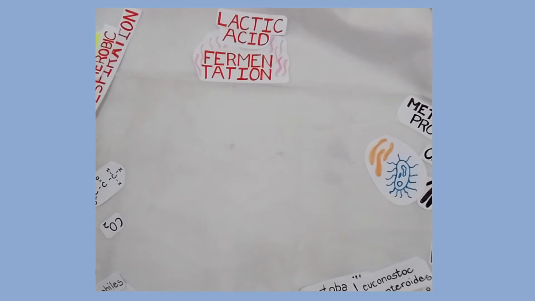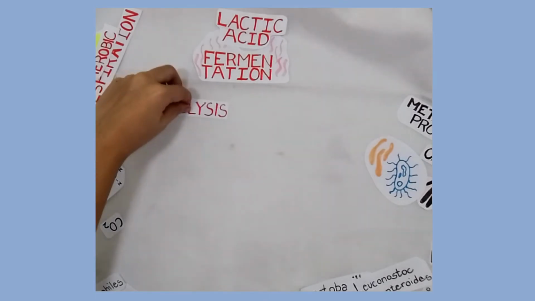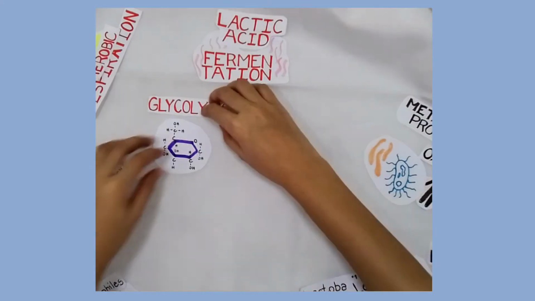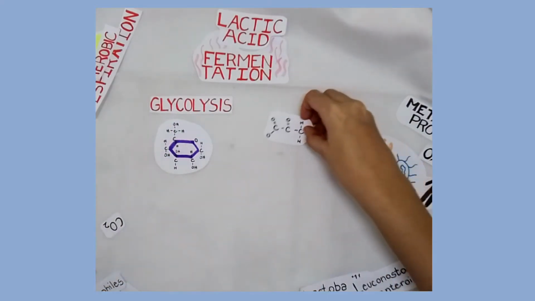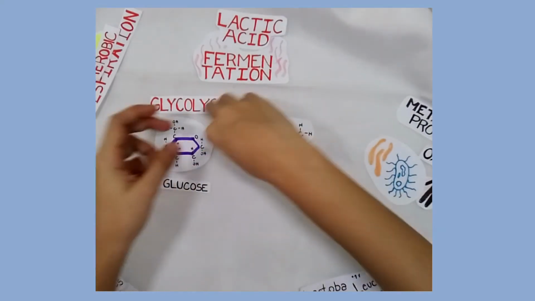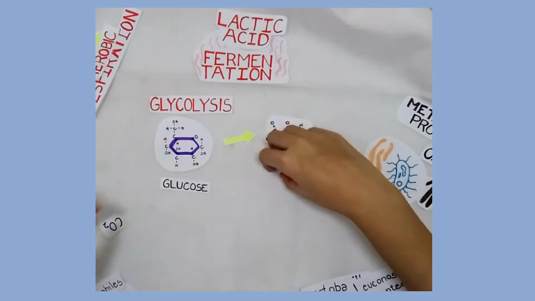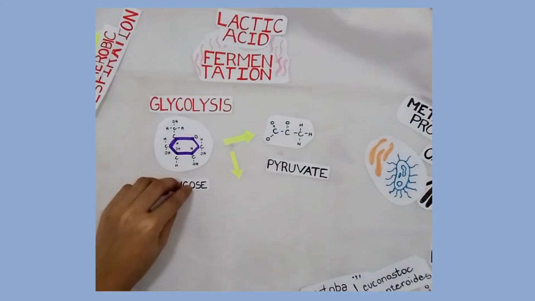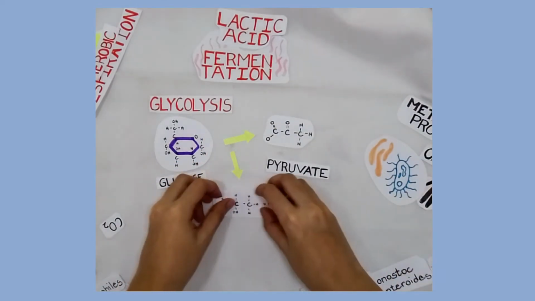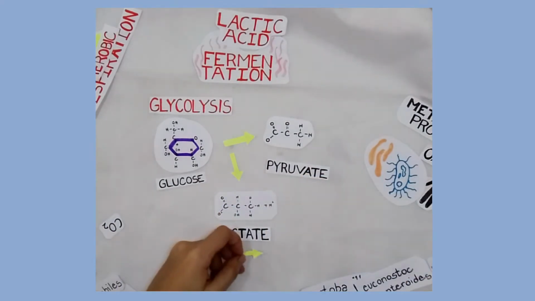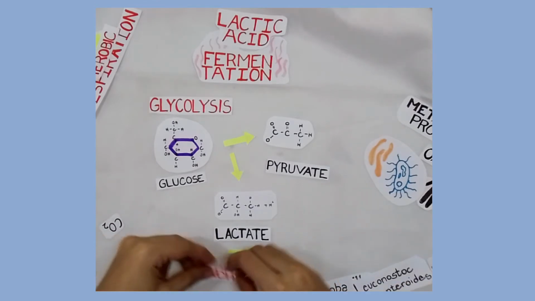Lactic acid fermentation, like its aerobic counterpart, also starts with glycolysis. Glycolysis breaks a glucose molecule into two pyruvate molecules. Lactic acid fermentation takes it a step further by converting 3-carbon pyruvate into 3-carbon lactate and regenerates NAD+ from NADH in the process, allowing glycolysis to happen again.